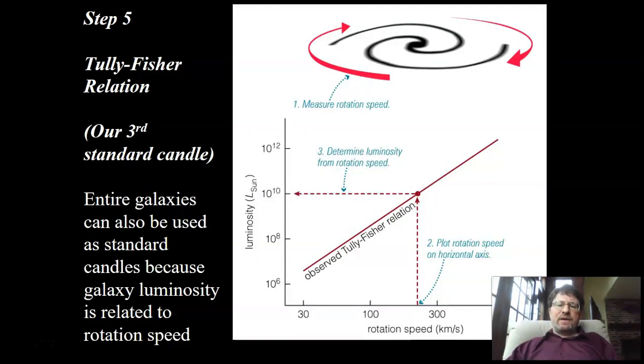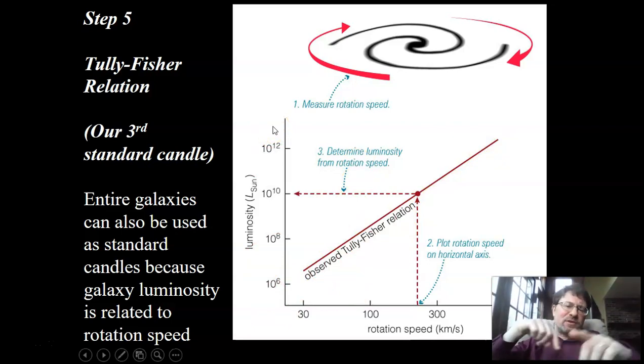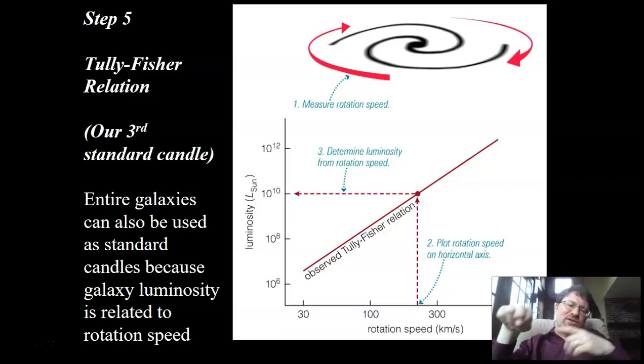Step 5 is the Tully-Fisher relation. And this is the third of the standard candles that we'll discuss. Here what we have is a galaxy. The galaxy is going to be rotating. The faster it rotates, the brighter the galaxy is. Again, this is an empirical relationship that has been established. The faster it rotates, the brighter it is. That makes sense, because if something's rotating faster, there must be a lot of mass that's holding it in place at that fast rotation speed.